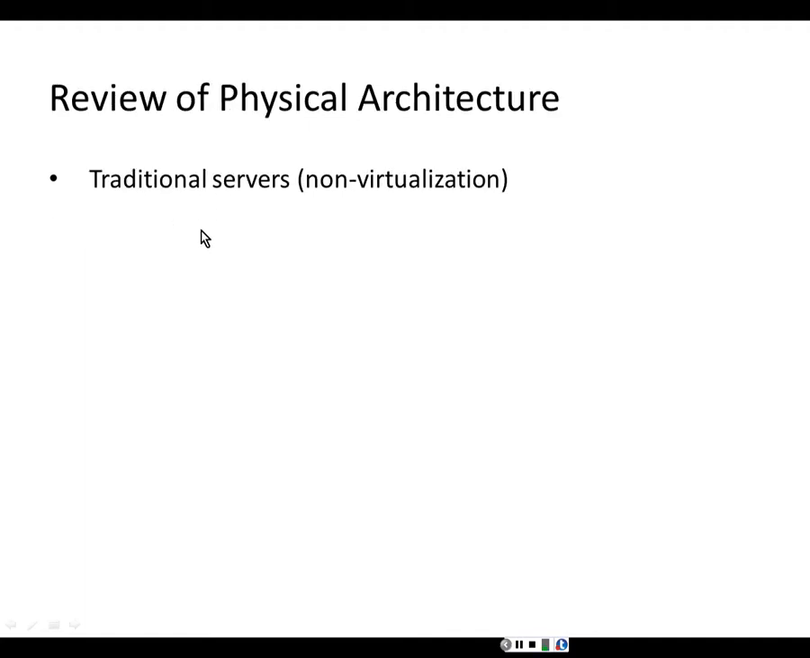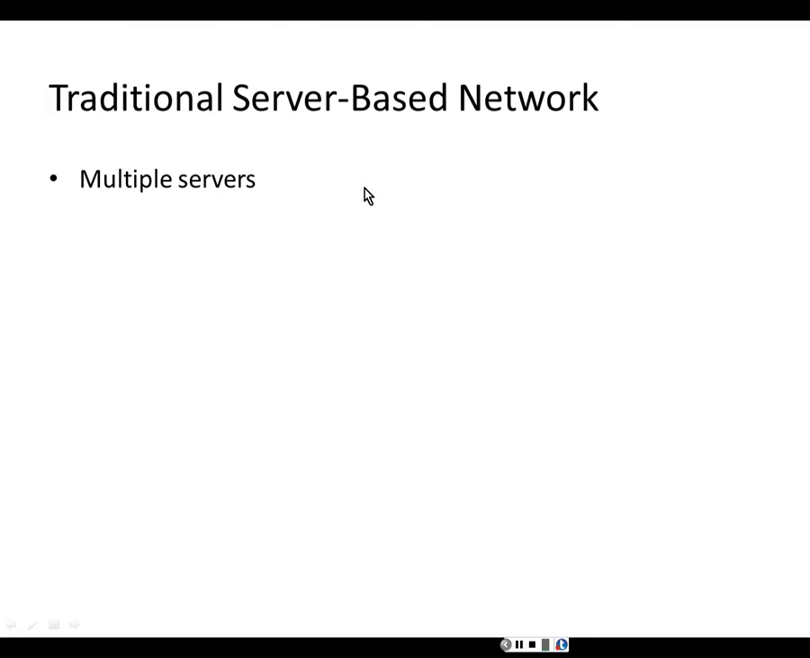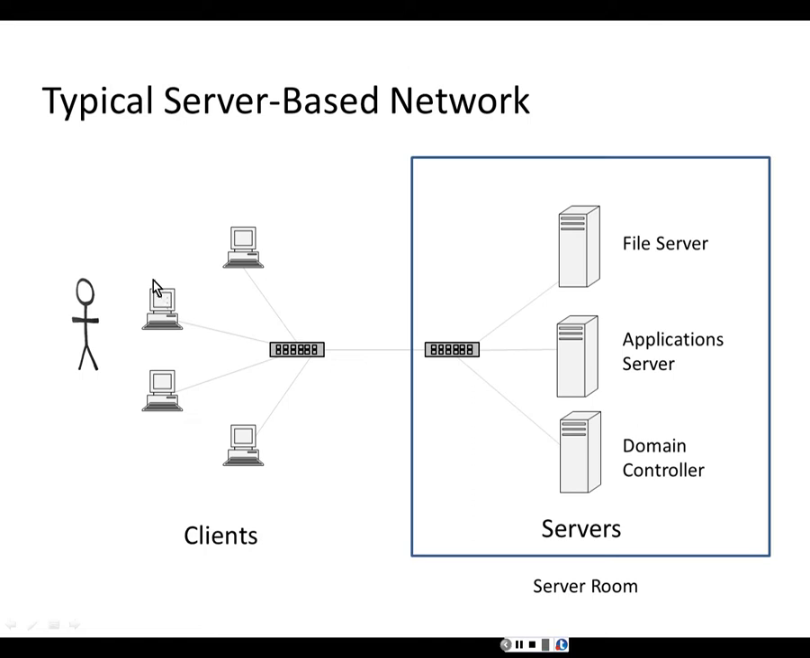But before we discuss virtualization, first let's review what's meant by non-virtualization, where you have traditional servers. In the traditional server-based network, you have multiple servers. The user stands at the workstation, connects to a switch, which connects to a switch in the server room. And in the server room, there might be multiple servers: file server, application server, domain controller. And each server is in a separate physical computer. Each server is in a separate physical box. This is the traditional server-based network that most of us are familiar with.